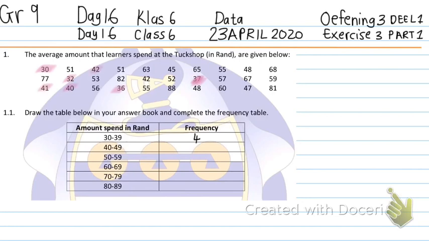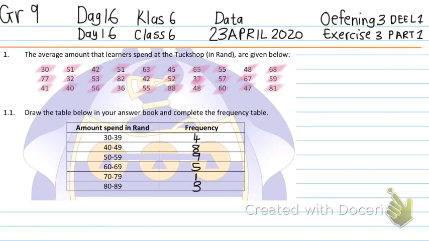If I count the numbers between 30 and 39, I get 4. I count the numbers between 40 and 49, I get 8. Between 50 and 59, it's 9. 60 to 69 is 5. And 70 to 79 is 1. 80 to 89 is 3. So that's the frequency table.